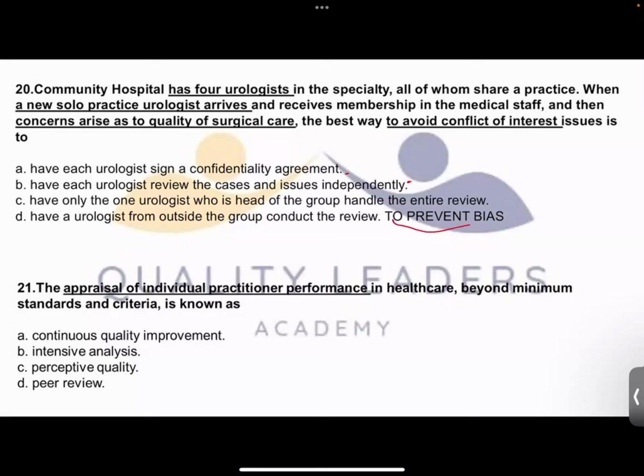For letter D, the keyword is to prevent bias. Yes, this is the answer. Have a urologist from outside, because this one is to prevent bias. An external review ensures the process is fair and unbiased.